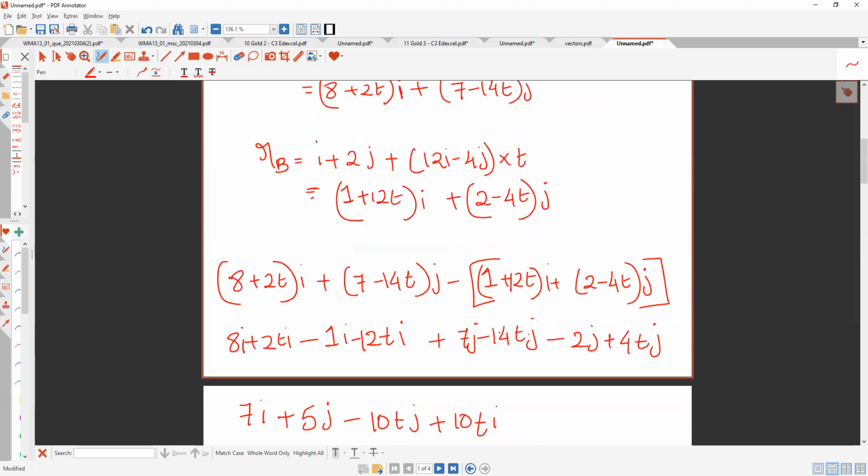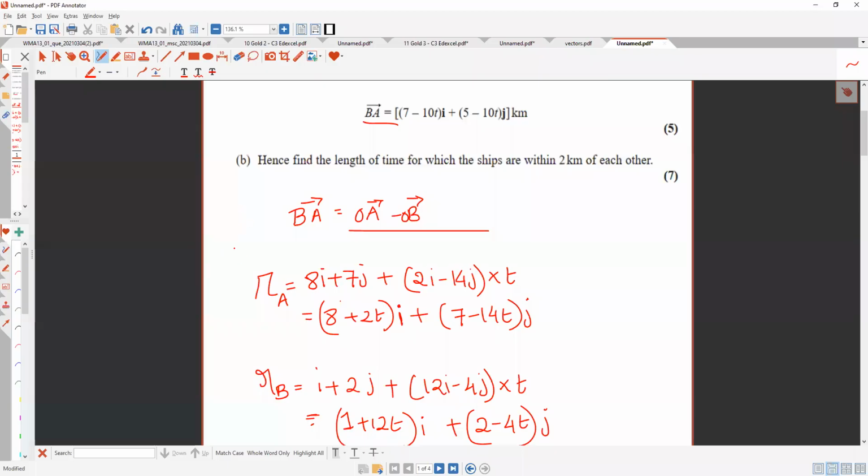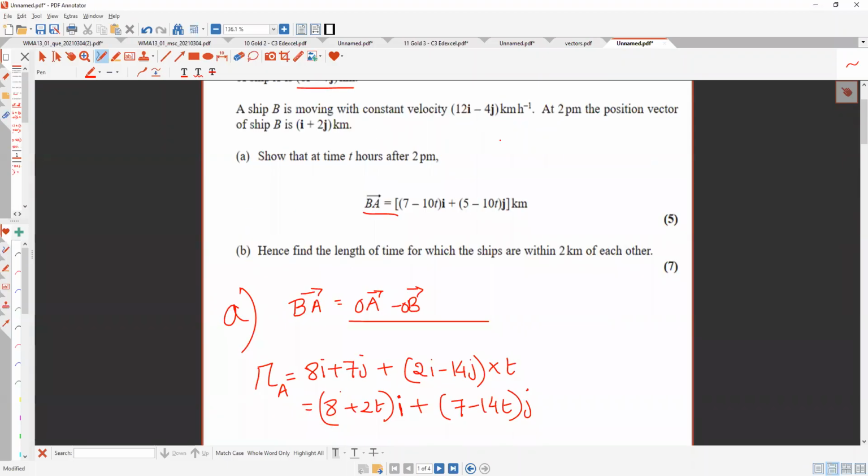Everyone clear your A part? Everyone understood? Yes. Okay, Galib, you said something? No, understood. Okay, fine. Now let's go to the B part.